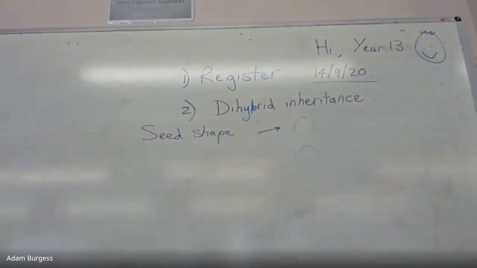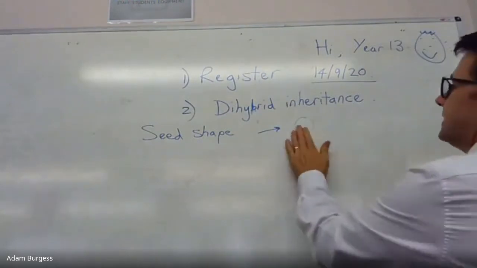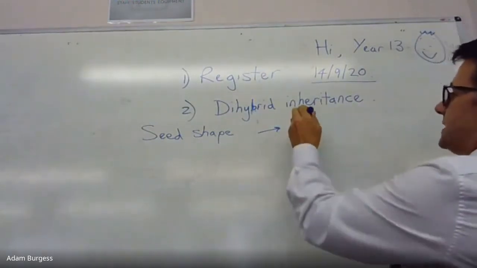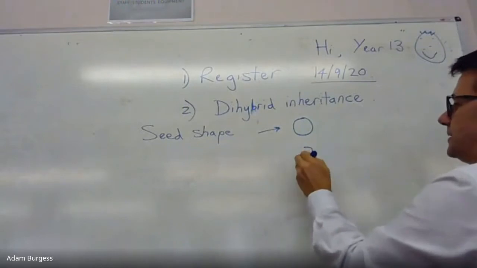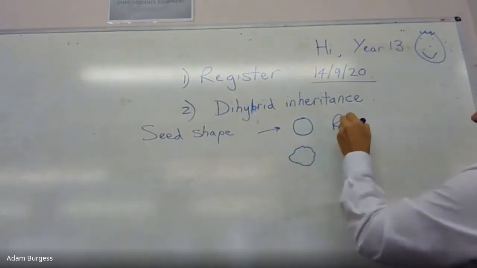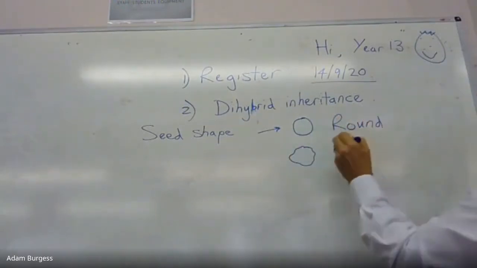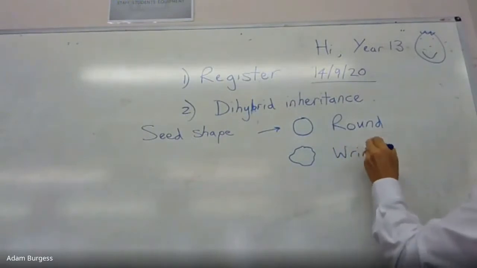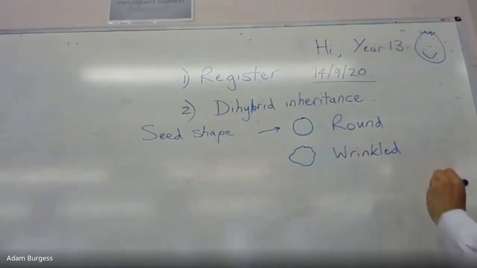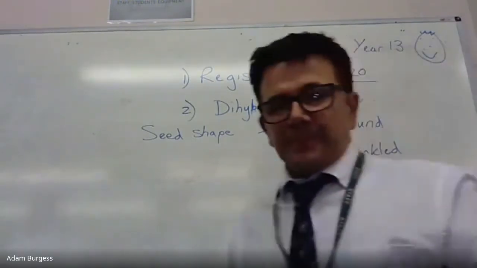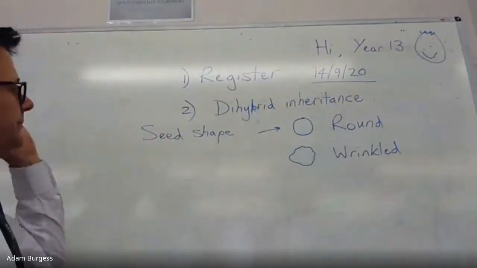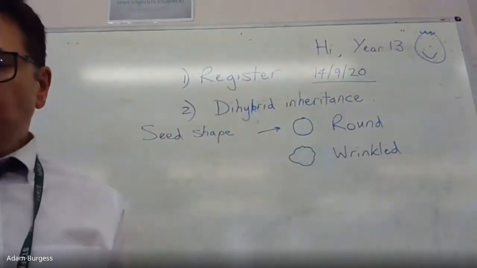You can't see green, can you? That's poor. Right, so seed shape is round or it's wrinkled. So round or wrinkled. Okay, so that was seed shape, so that's one gene.